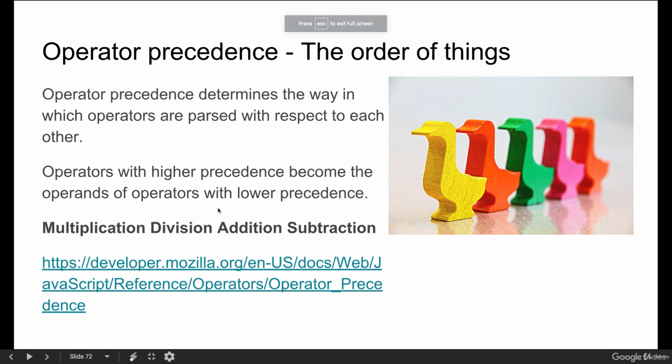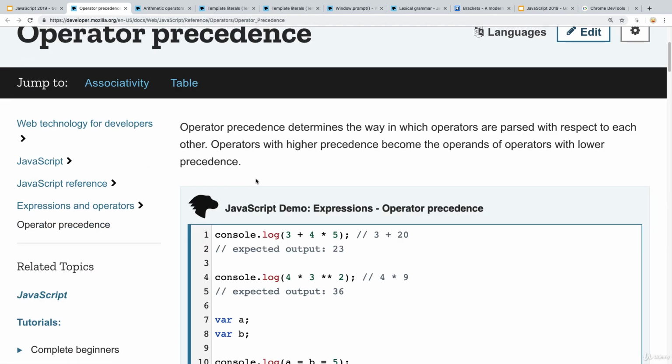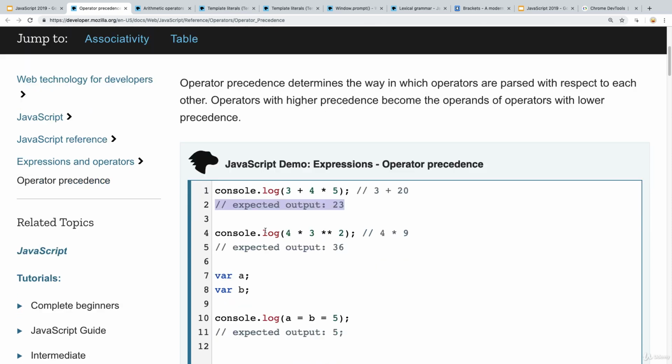So we do need to look at order, and that was something that we saw, that we've got multiplication, division, addition, subtraction. So that's the order of operator precedence, and again referring to the Mozilla Developer Network. So we get 3 plus 4 times 5. Quick, what's the answer? Okay, 3 plus 4 is 7, times 5 would be 35, but we forgot the operator precedence. So we're doing multiplication first. So 4 times 5 is 20, and then plus 3, and that's why our answer is 23.